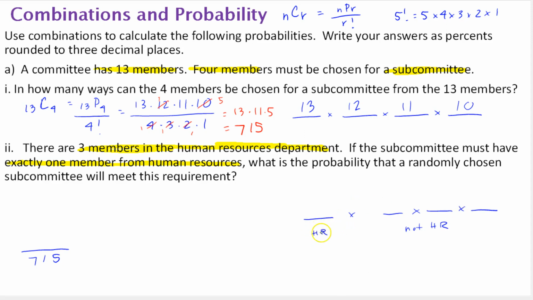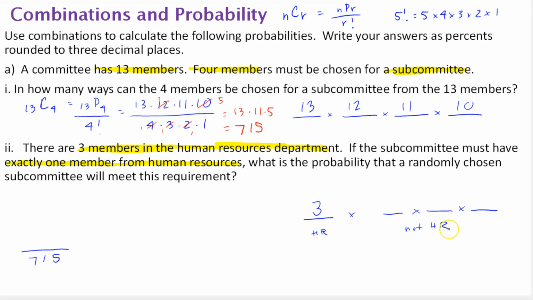Notice I have a Human Resources choice, and then we have to choose 3 people not from Human Resources. So in a way, this is kind of like the fundamental counting principle, where the human resource people is our first choice and this is our second choice. This will be a combination, and this we could consider a combination, but we could also just say there are 3 people from human resources. So for the human resource people, I have 3 choices. That's actually the same as 3 choose 1 or 3p1.